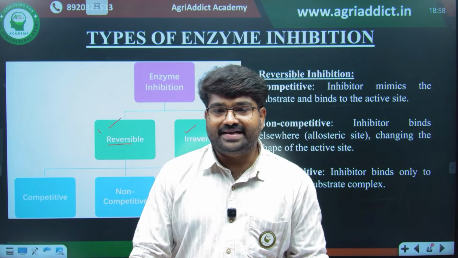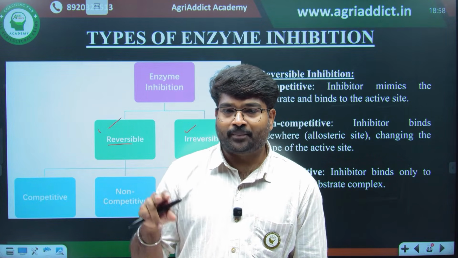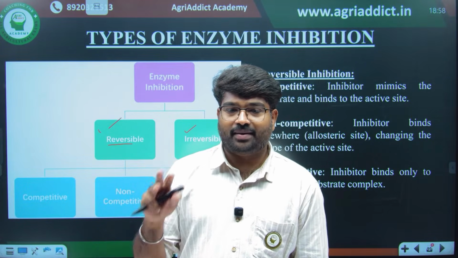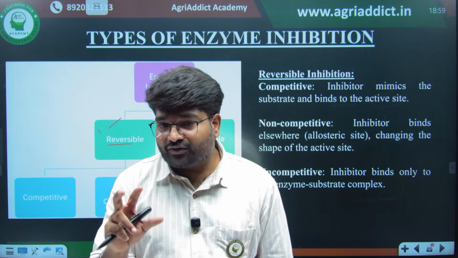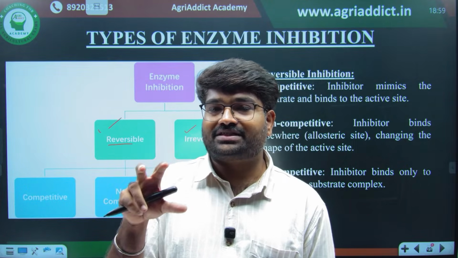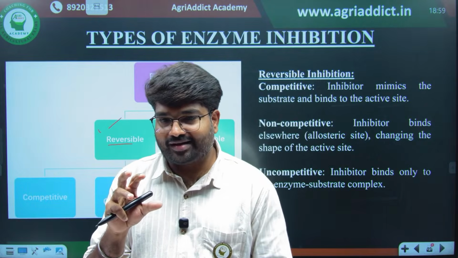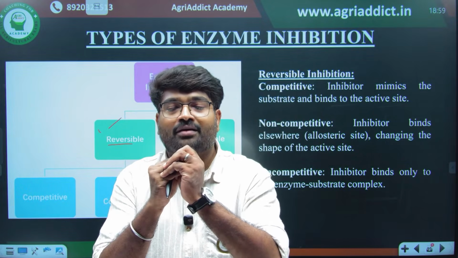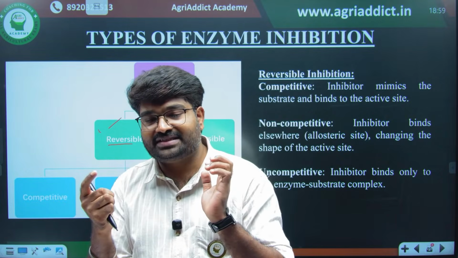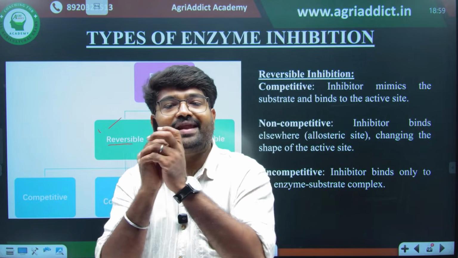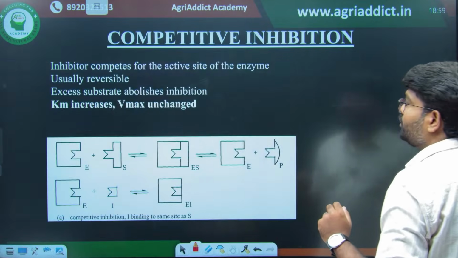They will give it in match the following. They will give the different inhibitors, and they will ask what kinetic parameters will be changed. So the key difference between reversible and irreversible inhibition is what? In reversible inhibition, the inhibitor binds to the enzyme by non-covalent bond formation. But in irreversible inhibition, the inhibitor will form a covalent bond with the enzyme. This is the key point you have to remember.